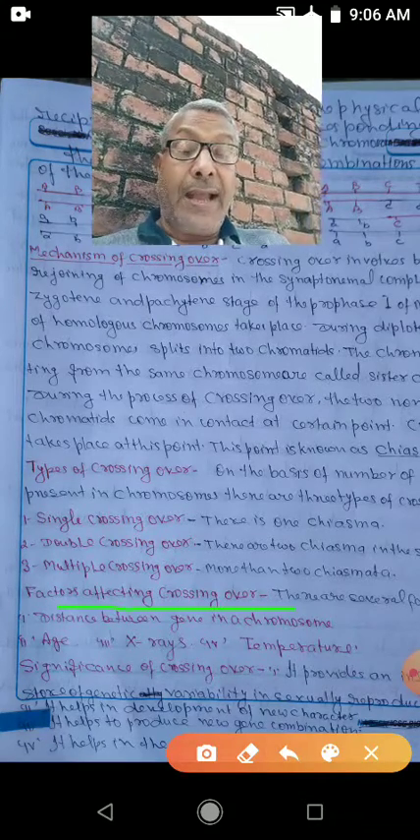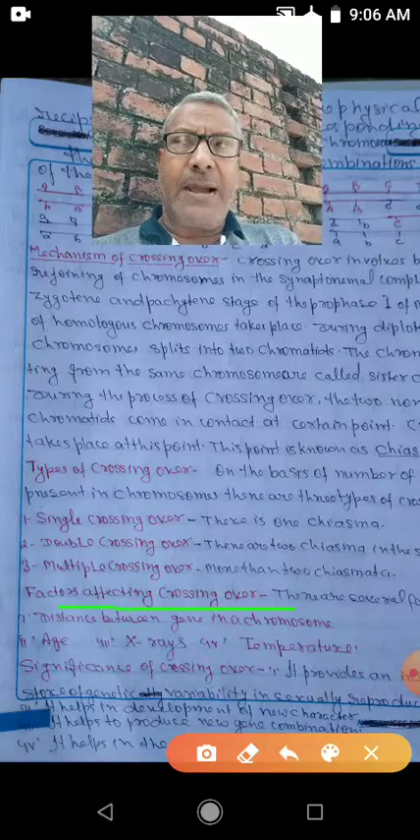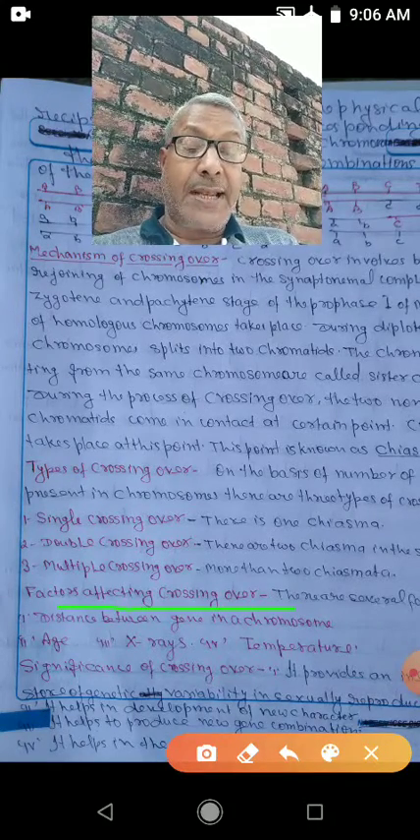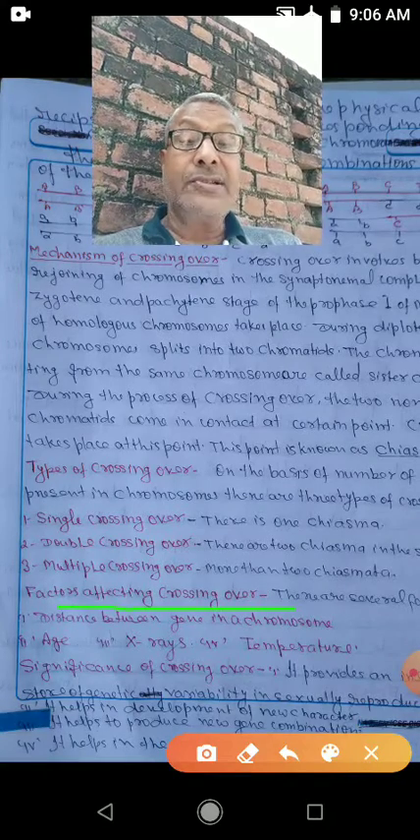So children, I told you what is crossing over, what is the mechanism of crossing over, types of crossing over, factors affecting crossing over, and significance of crossing over.